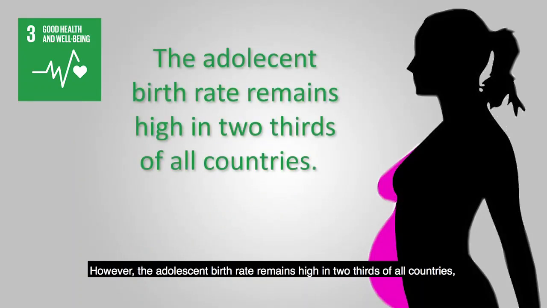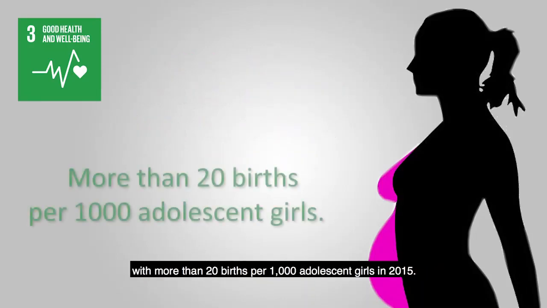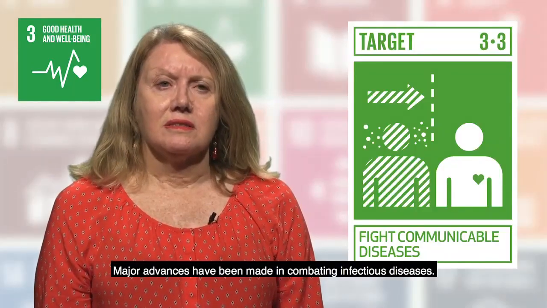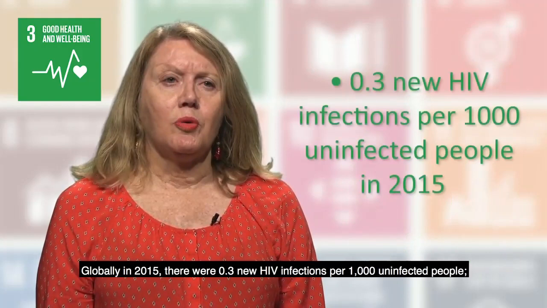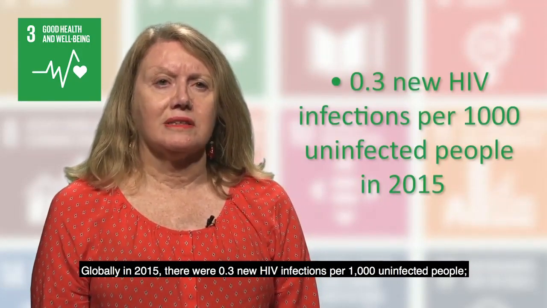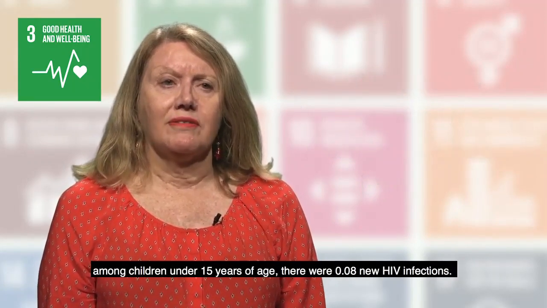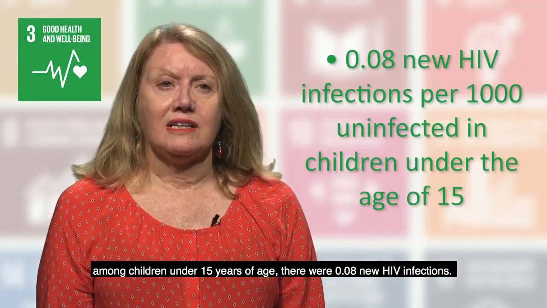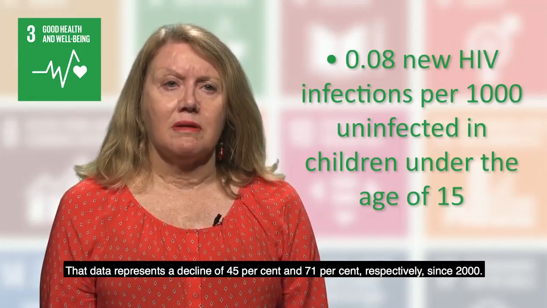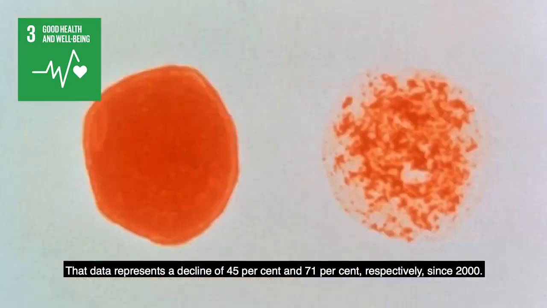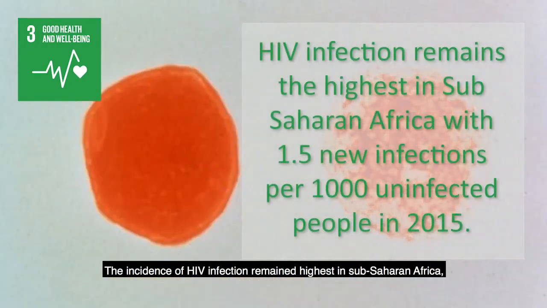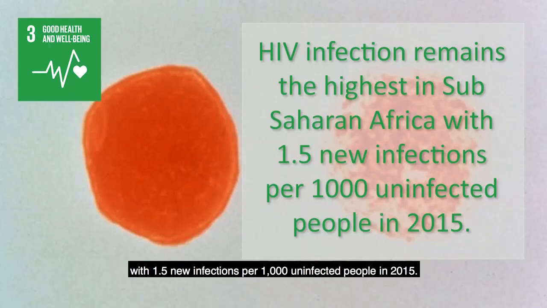However, the adolescent birth rate remains high in 2/3 of all countries, with more than 20 births per 1,000 adolescent girls in 2015. Major advances have been made in combating infectious diseases. Globally, in 2015, there were 0.3 new HIV infections per 1,000 uninfected people. Among children under 15 years of age, there were 0.08 new HIV infections. That data represents a decline of 45% and 71% respectively since 2000. The incidence of HIV infection remained highest in sub-Saharan Africa, with 1.5 new infections per 1,000 uninfected people in 2015.